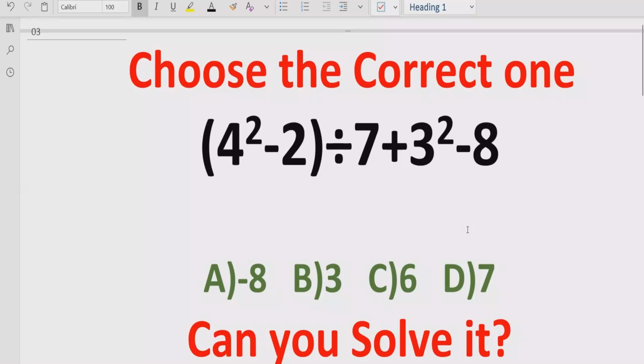Today we will solve another quiz which is related to arithmetic expression. The quiz contains the basic operations: minus, division and plus. So we have to solve this quiz using the PEMDAS and BODMAS method and find out the correct answer. In the answer list we have four answers. A is -8, B is 3, C is 6 and D is 7. So let's see after solving it which answer is correct.